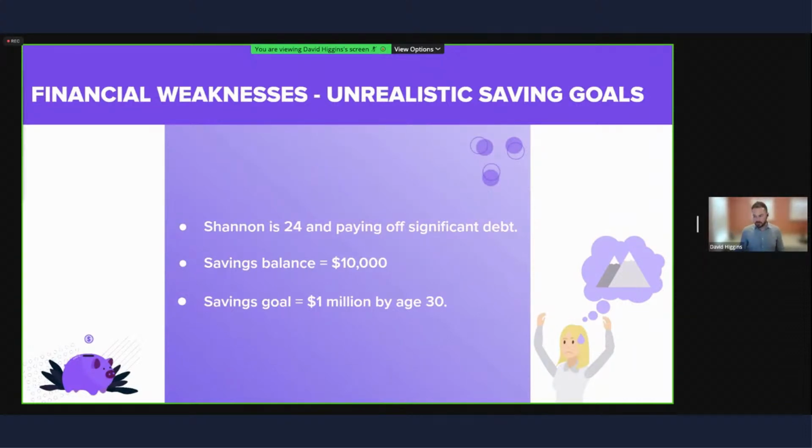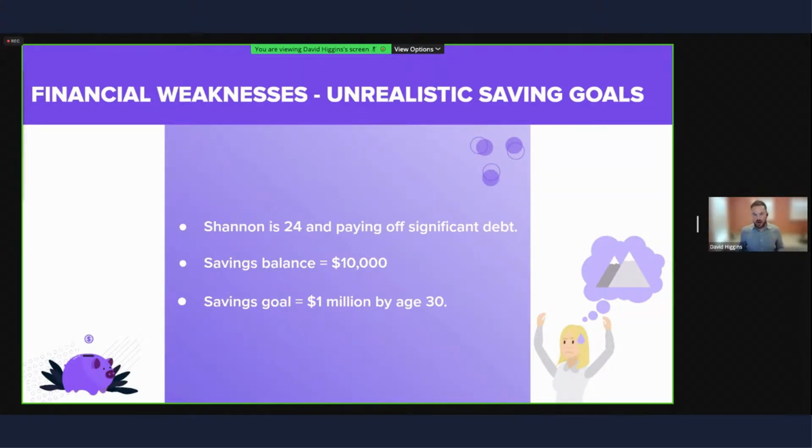And I'll give you an example of what I mean. We've got one here on the screen for you. Let's say you're 24. You have currently $10,000 saved, and you set a goal to save $1 million by the time you get to be 30 years old. You still want to pay off a significant student loan, and you still have some credit card debt you have to pay for.